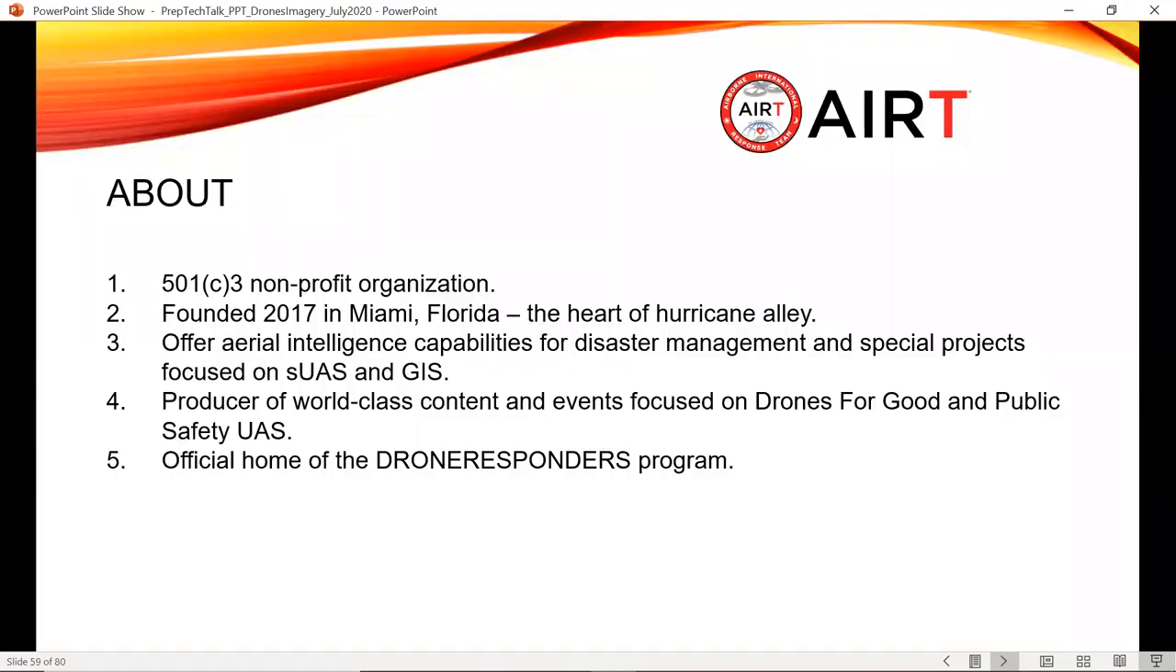So about AIRT, the Airborne International Response Team. We are a 501c3 nonprofit organization founded in 2017 in Miami, Florida. And most of you probably know Miami is right in the heart of Hurricane Alley. Our specialty, again, is offering aerial intelligence capabilities for disaster management and other special projects focused on small unmanned aircraft systems and then GIS products. We're also a producer of world-class content and events. We typically use our Drone Responders brand for that. Drone Responders is a program under AIRT. We are very proud to serve as the official home for that program led by Chief Werner.